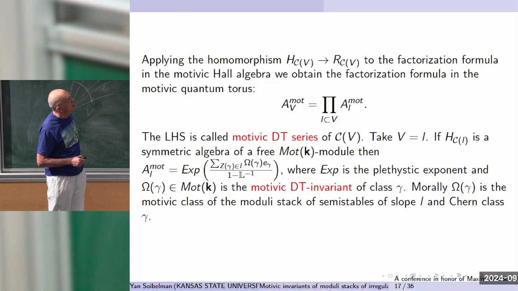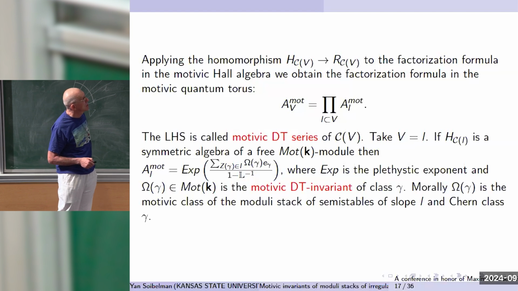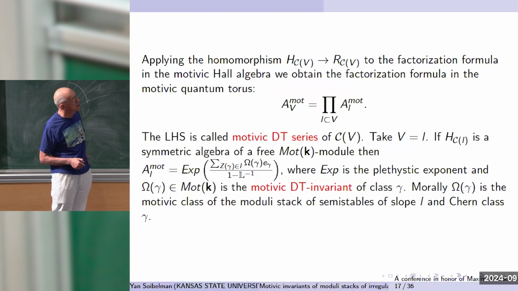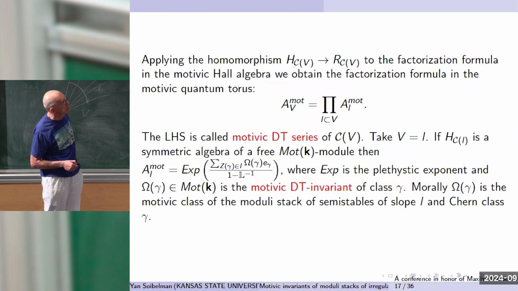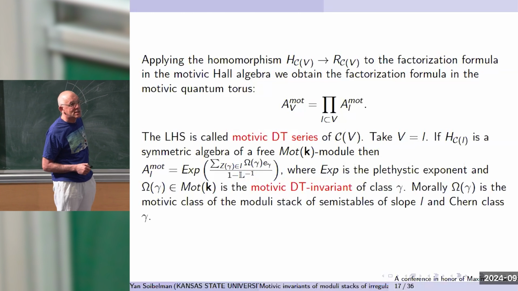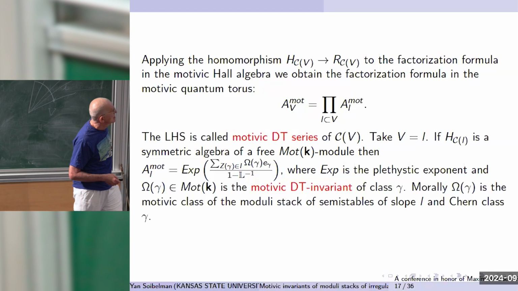In general, there are some motivic classes, elements of Mod K. And morally, these elements omega of gamma should be thought of as motivic classes of moduli stacks of semistables of the given slope L and of the given Chern class gamma. Like if you want to compute the motivic class of, I don't know, moduli of semistable vector bundles, that's omega of gamma, what you get in the end.